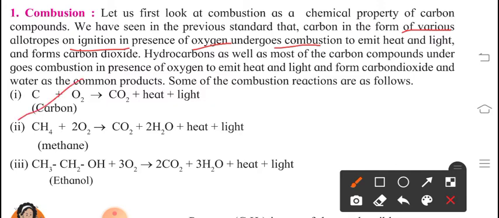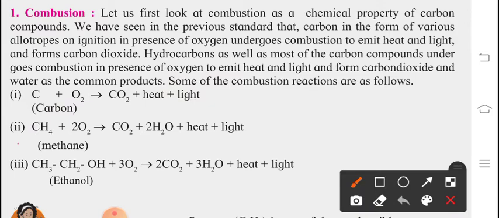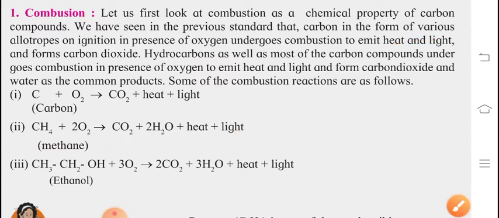So the first combustion reaction: when carbon reacts chemically with oxygen, then CO2 forms, which is carbon dioxide, and heat and light are formed. Next, when methane reacts with oxygen, again carbon dioxide forms, water forms, and as we discussed, heat and light also form. I will show you in the video how all these things are going on.